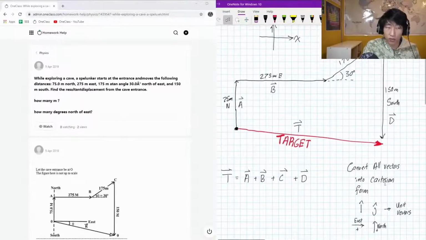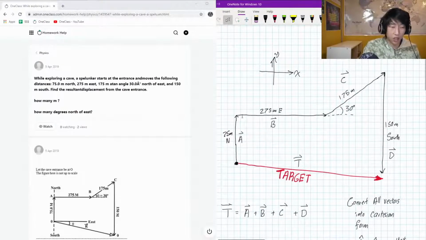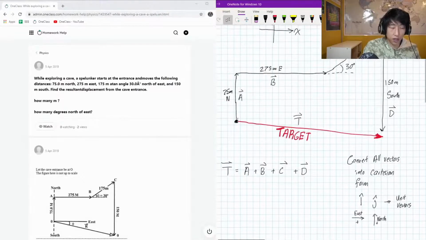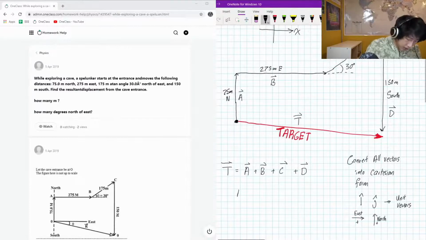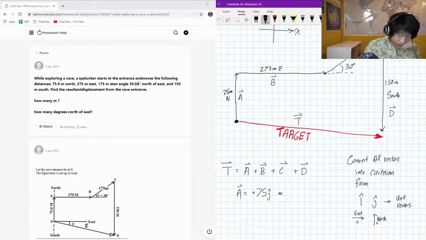It's only going to have one term in it. So how much it's going north, so it's going to be a positive j term, and 75 meters is how much it is. So to write this out, A as a vector is equal to positive, because we're going north, 75 in the j direction meters.